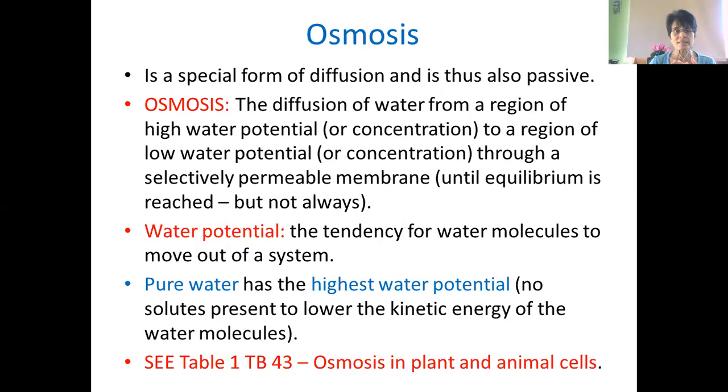Okay, now in grade 10, we also talk about high water potential. Water potential, so pure water, has the highest water potential. And water potential refers to the tendency for water molecules to move out of a system, from where there's a higher water potential to where there's a lower water potential. Okay, so for diffusion, we use the words high to low concentration. In grade 9 for osmosis, we also said water moves from high to low concentration, but now we've introduced the term water potential. Water molecules move from a region of high water potential to a region of low water potential.